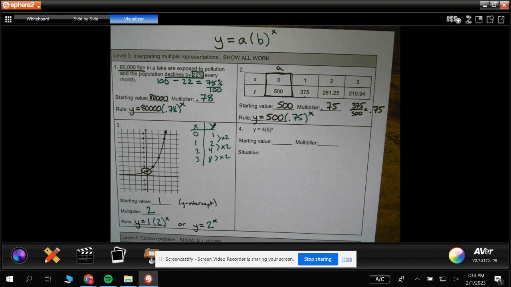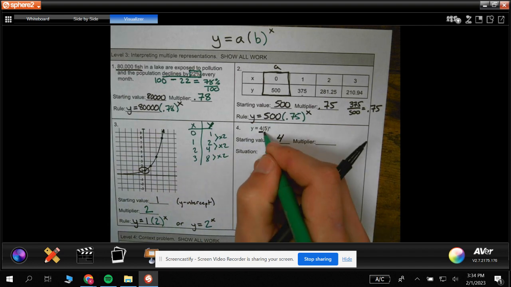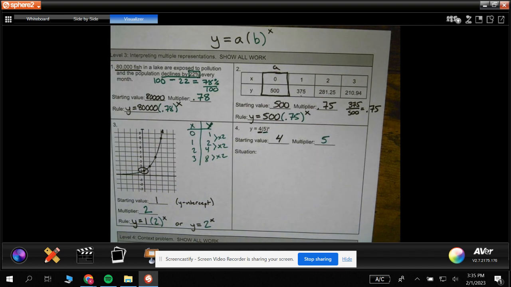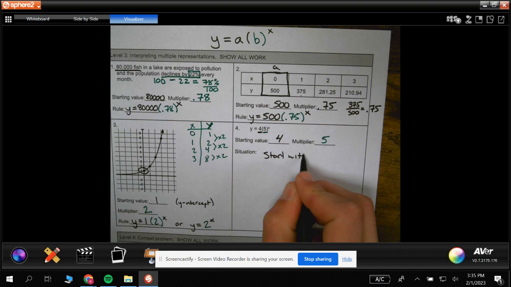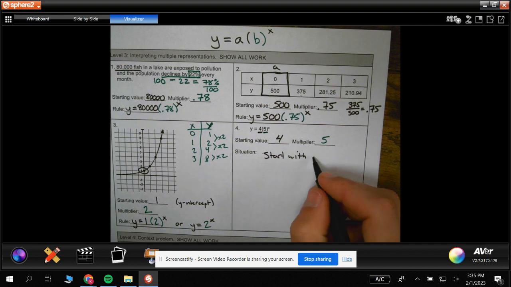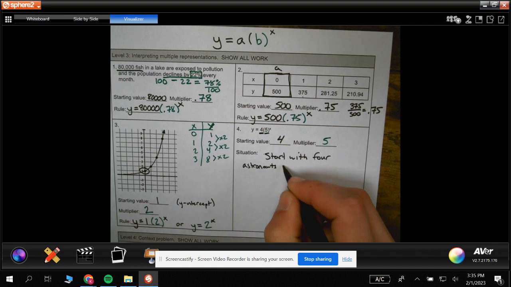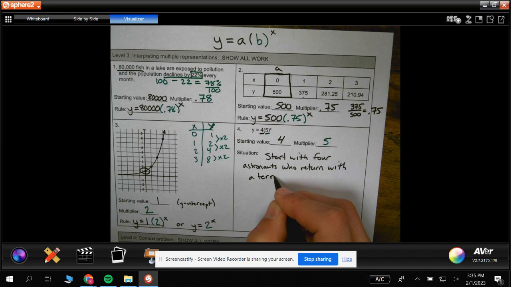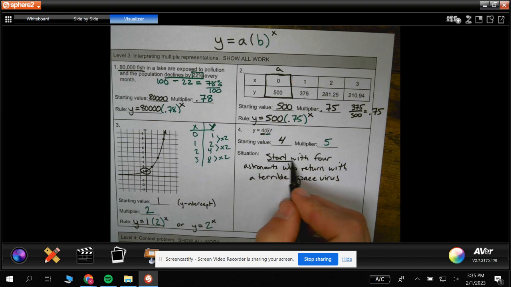Finally, the last one, starting with the actual rule, what's our starting value? We start with 4. Our multiplier here is 5. Now for the context here, you can write anything. You can be creative. You can write anything you want. The key points that you need to hit are that we start with 4 of something. So we could say we start with 4, maybe astronauts who return with a terrible space virus. Again, the key part is that you say you start with 4.